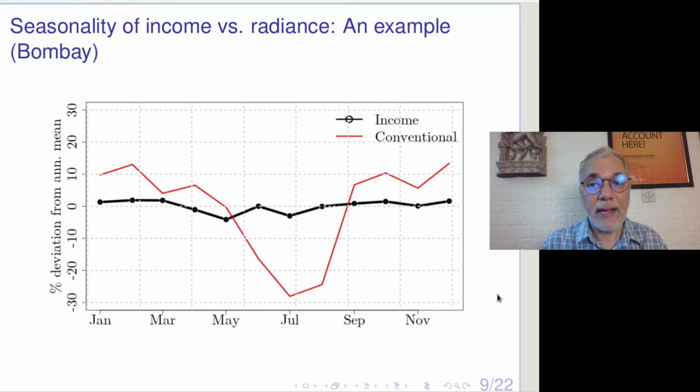So this encourages us to think that there's something going wrong here. It just doesn't make sense that there is no great seasonality in income. Bombay is a services city. There is no seasonal fluctuation in the income in Bombay. And there is a huge seasonal component in the fluctuations of night lights.